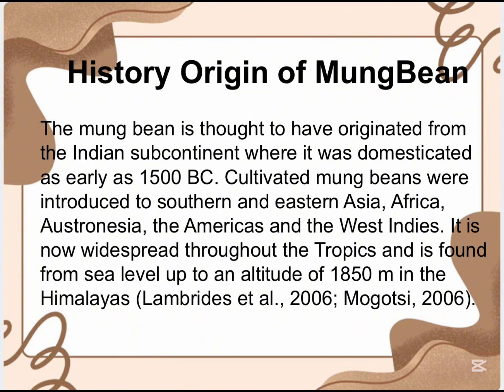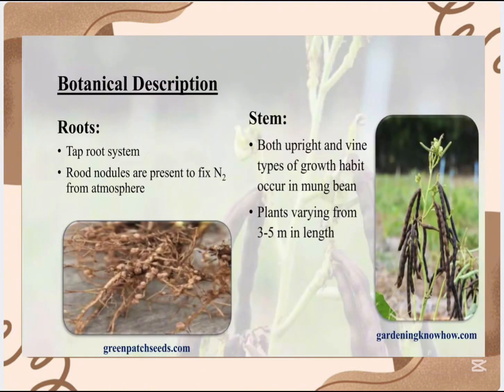It is now widespread throughout the tropics and is found from sea level up to an altitude of 1850 m in the Himalayas. Botanical description of mung bean. Roots: the taproot system. Root nodules are present to fix nitrogen from the atmosphere. Stem: both upright and vine types of growth habit occur in mung bean. Plants vary from 3 to 5 meters in length.